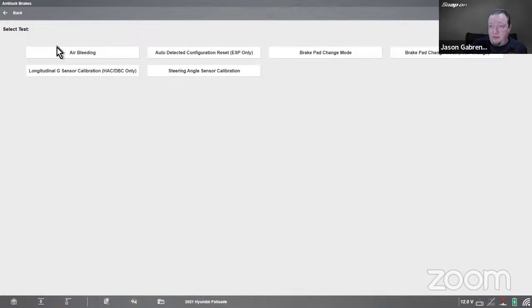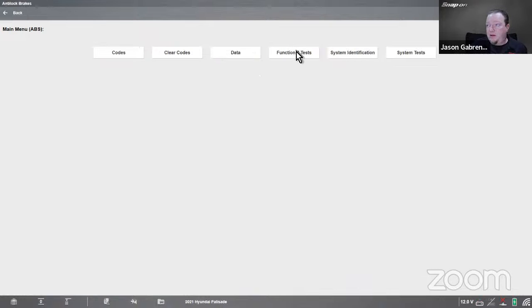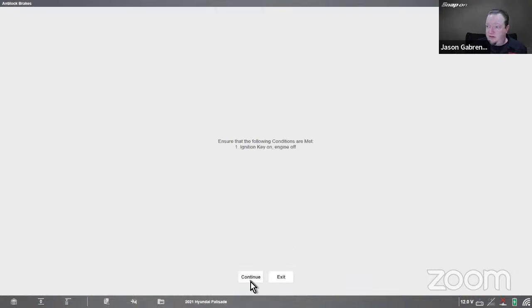This one also has automated air bleeding as well. Steering angle sensor calibrations inside the brakes. Longitudinal G sensor calibration as well. And then any other functional tests. Let's see if it's going to load a list or not.